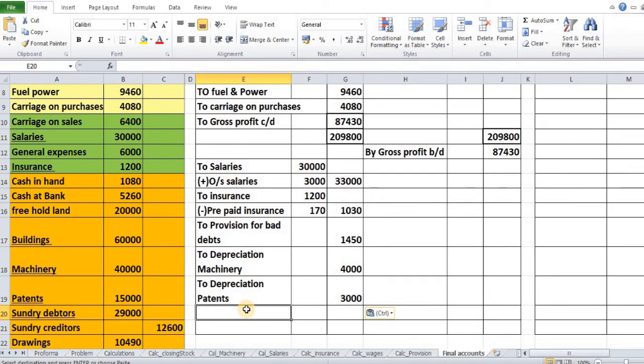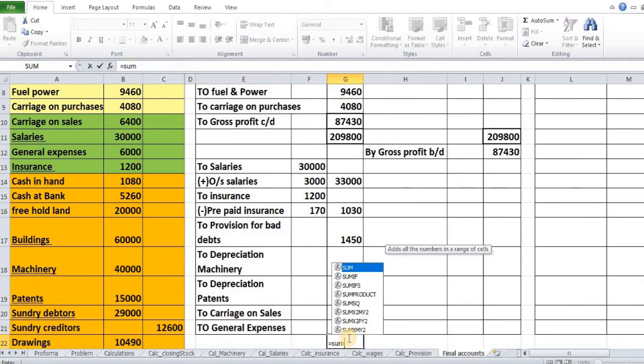So we'll mention carriage on sales on the debit side of the profit and loss account, and in the outer column, we'll mention 6,400. For general expenses too, we don't have any adjustments. So we'll mention general expenses on the debit side of the profit and loss account and mention 6,000 in the outer column. Now we'll add amounts on both the sides.